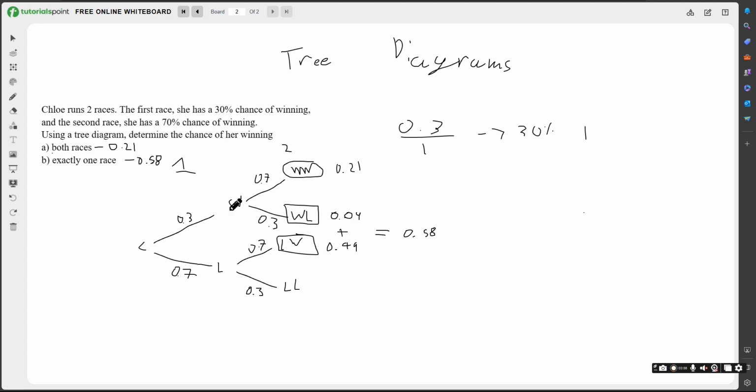And pretty much any tree diagram question, all you need to do is just draw out your tree diagram. Make sure to multiply these together to get your chances for each end outcome, and determine exactly which end outcomes you want.